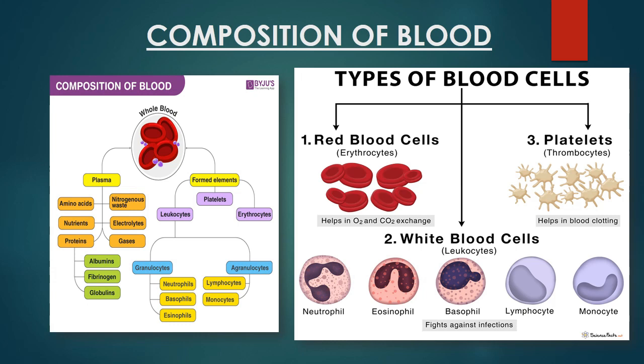Okay. Then your white blood cells, leukocytes, we are having 5 different types of white blood cells and they all help in fighting against infection. Here you can see the first 3, neutrophils, eosinophils and basophils.